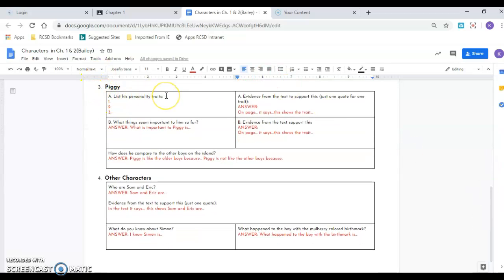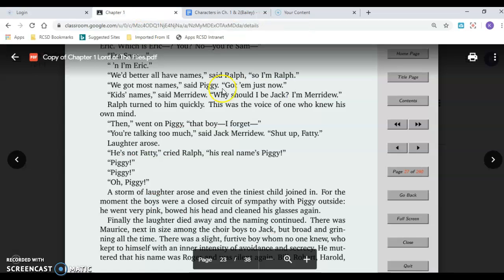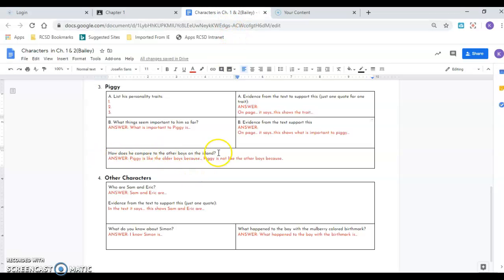Piggy, list his personality traits. Tell me about Piggy. Okay, so I messed up this sentence here. I shouldn't say, this shows the trait. This shows what is important to Piggy is. Okay, and then find that evidence again, looking back in the chapter, find something about Piggy. Okay, and then how does he compare to the other boys? Piggy is like the other boys because, Piggy's not like the other boys because.